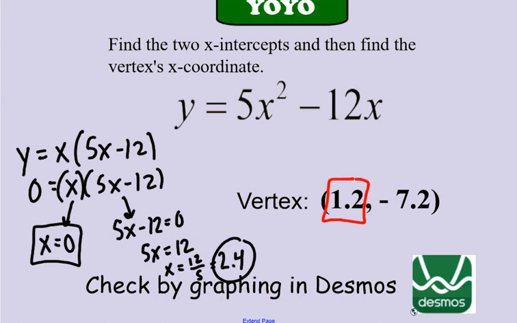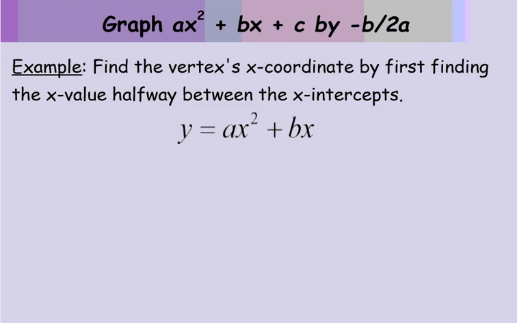Because now what we're going to do is this process with just variables, and that's going to get us to a really nice formula that we can use always. It actually turns out I can use it even if the original equation didn't have any x-intercepts, which is going to be super helpful because that's the case that we were looking to solve in the beginning. So find the vertex's x-coordinate by first finding the x value halfway between the x-intercepts.